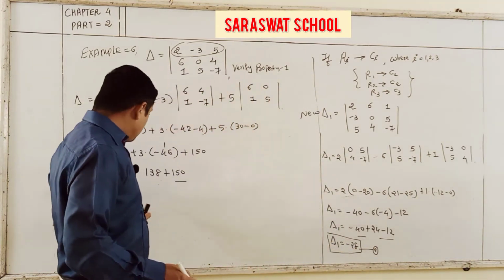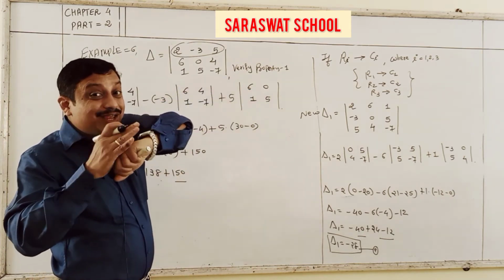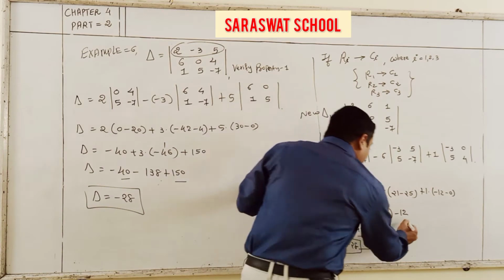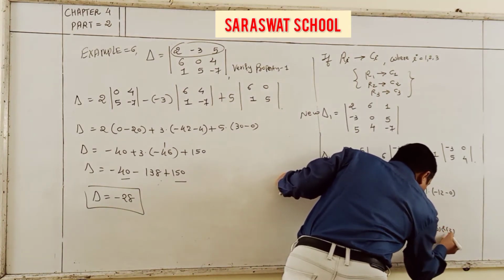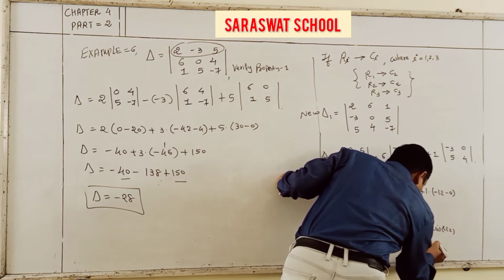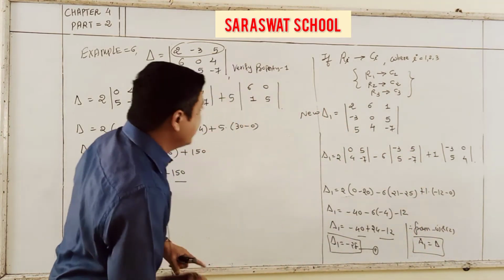Now check 1 and 2: they are the same after exchanging every row into every column. So therefore from 1 and 2, del 1 is equal to del, our simple entry over here.